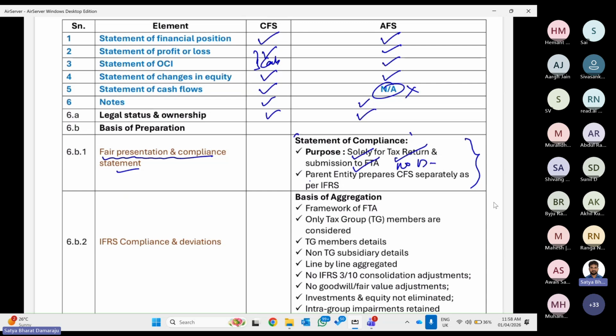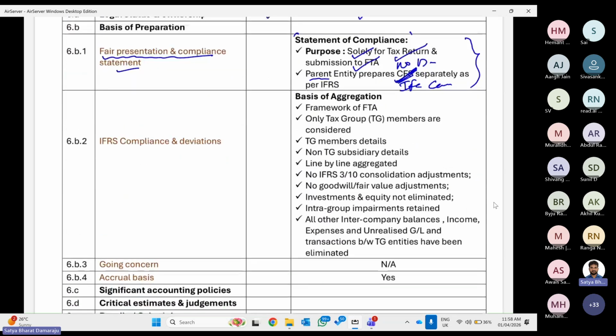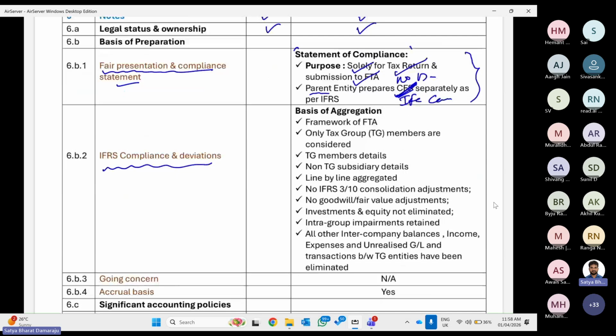Maybe it should also be presented, the parent entity is preparing a separate CFS for the sake of IFRS 10 or maybe commercial company law. This has to be presented. Next, for the CFS, we give the complete compliance that we are taking the 100% IFRS compliance. In case of any deviations, we have to present it over.